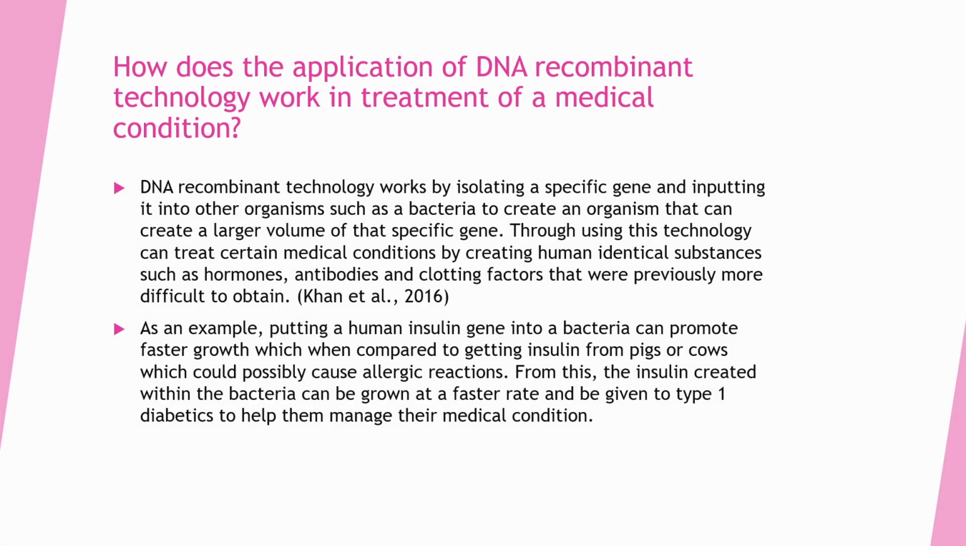DNA recombinant technology works by isolating a specific gene and inputting it into another organism, such as bacteria, to create an organism that can create a larger volume of that specific gene. Through using this technology, it can treat certain medical conditions through creating human-identical substances such as hormones, antibodies, and cloning factors. As an example, putting a human insulin gene into a bacteria can promote faster growth. Compared to getting insulin from pigs or cows, the bacteria can grow at a faster rate and be given to type 1 diabetics to help them manage their medical condition.